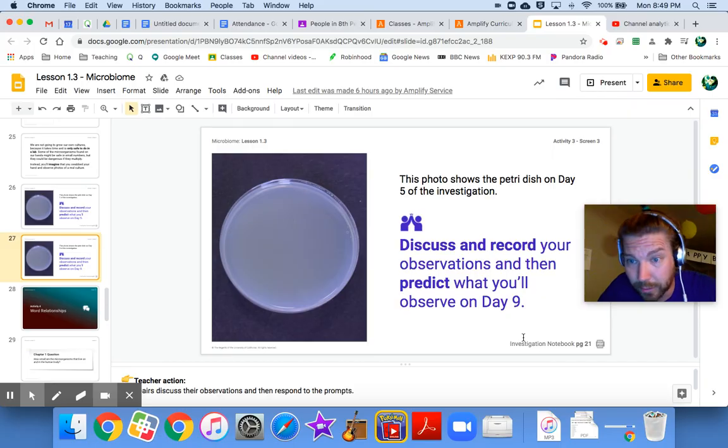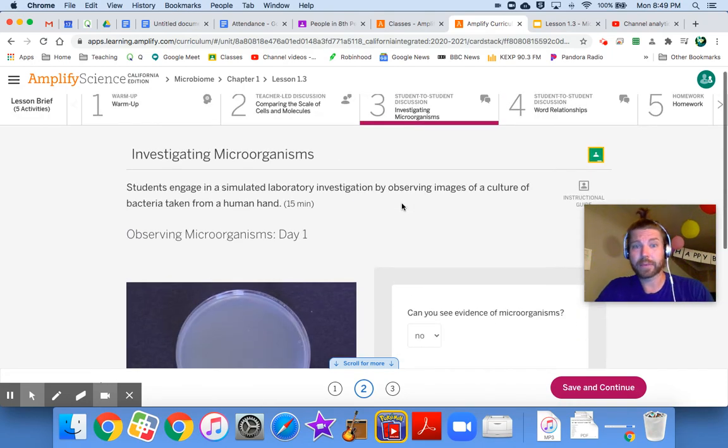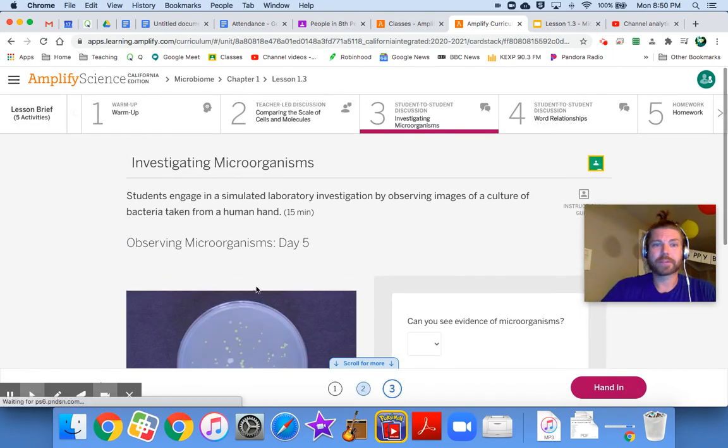Uh-oh, the slides are wrong. Amplify, better fix that. So instead of showing us the Petri dish on day 5, they actually just repeated the photo from day 1. Let's actually go to the lesson, though, because they did it right. Let's go to number 3.